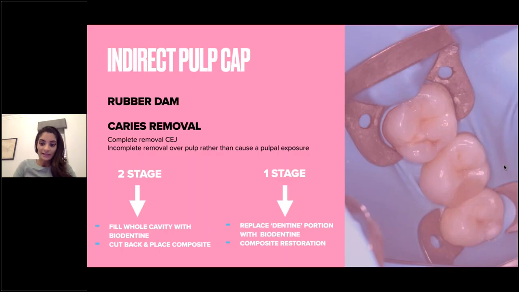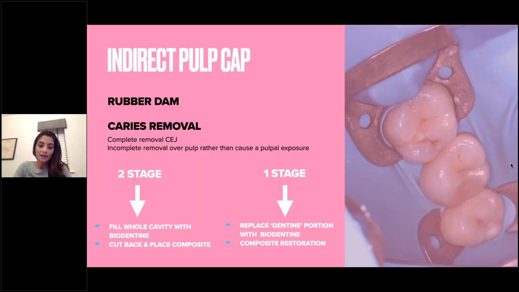The second way we can place it is in one stage. This is where we replace the dentine portion of the tooth with biodentine, and then we put a composite restoration on straight away. And this is really what I've started doing more recently. I think that it's much nicer for the patient because everything is done in one stage.